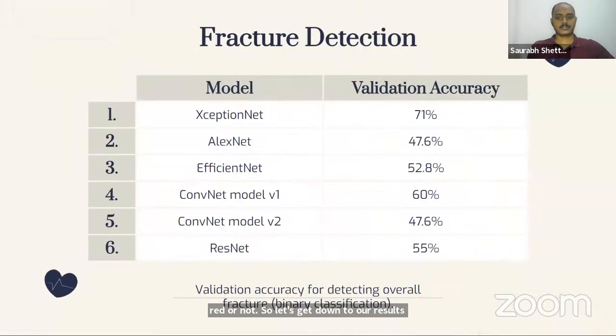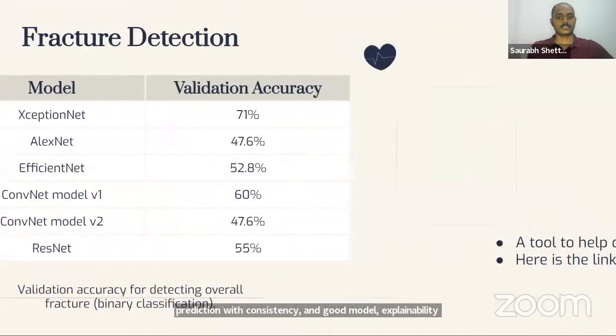We tested a number of custom and pre-trained CNN architectures to predict the fracture. We zeroed in and built our application using the ExceptionNet model architecture because it provided the best prediction with consistency and good model explainability, which we'll see in our app demo. Over to Himanshu for the app demonstration.